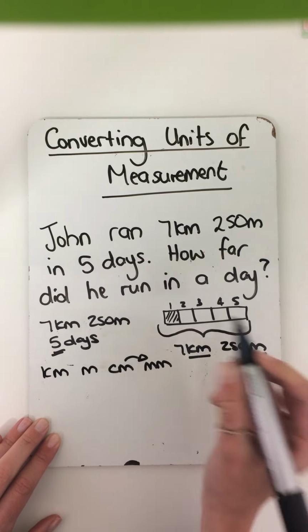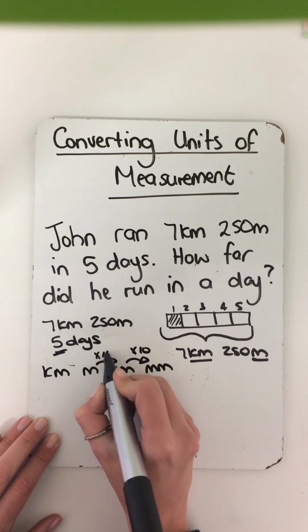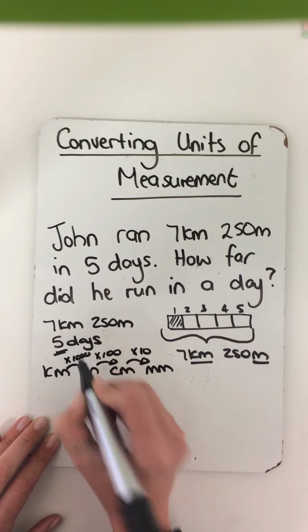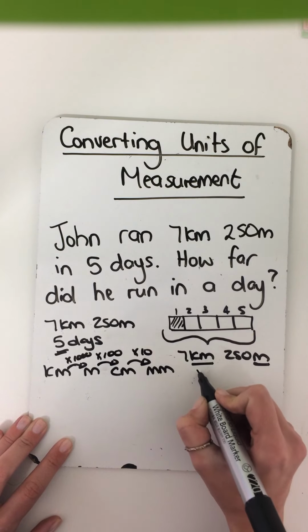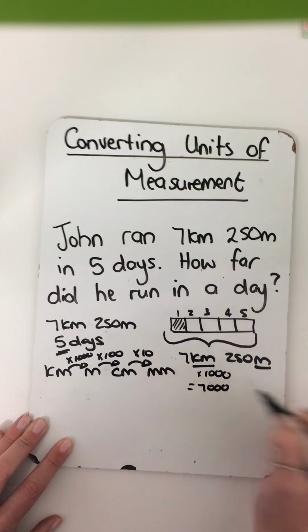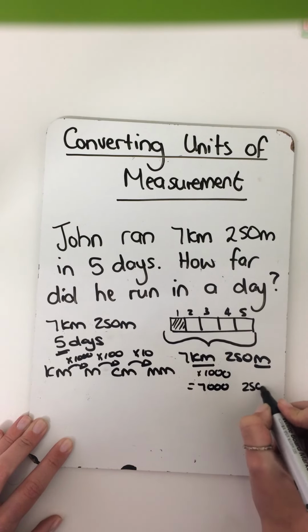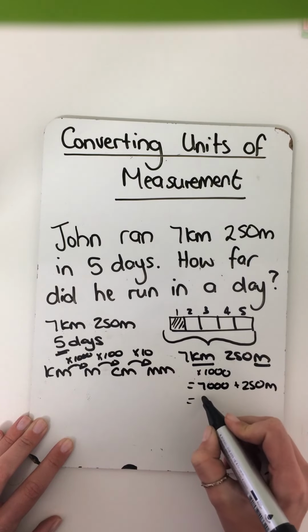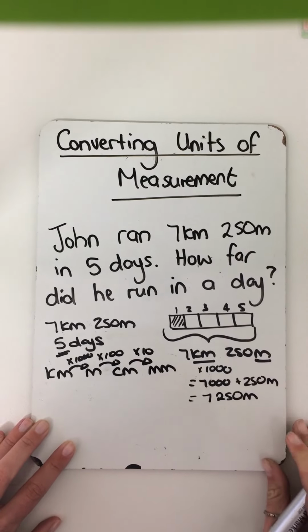To get from centimeters to millimeters, I times by 10. Meters to centimeters times by 100. Kilometers to meters times by 1,000. So, to get my 7 kilometers to meters, I'm going to times it by 1,000. And that's going to give me 7,000 meters. My 250 meters, I keep the same because it's already in meters. But I have to add those together, which is going to give me 7,250 meters.